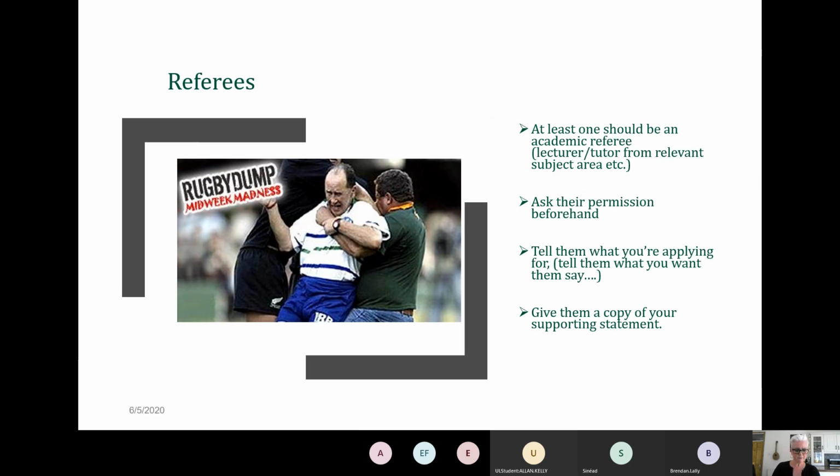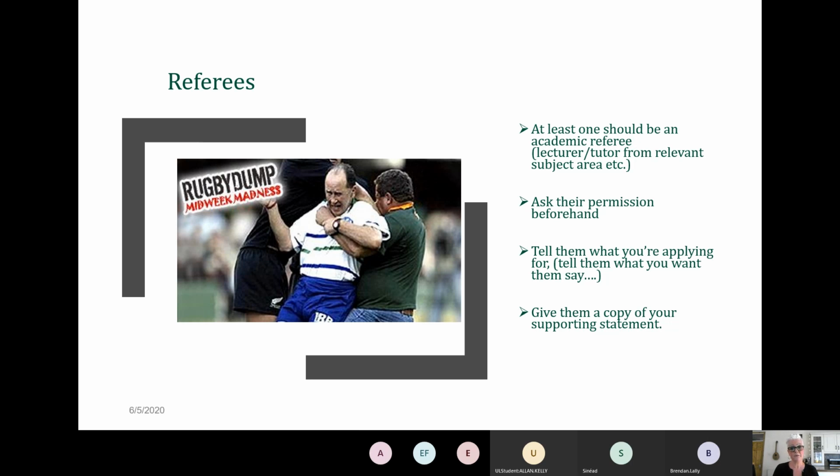Okay, usually this isn't necessarily part of the supporting statement, but it probably will be part of your application. So you need to add 1 or 2, maybe sometimes 3, it depends on the course. You need to include referees. For a postgraduate course, at least one of them should be a former lecturer, tutor or supervisor from a relevant subject area. I know that's quite difficult sometimes, especially for students who've been studying business, because you have such large classes. But if you can, try and get one from somebody who knows you.